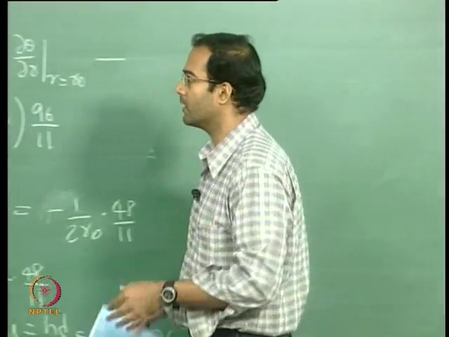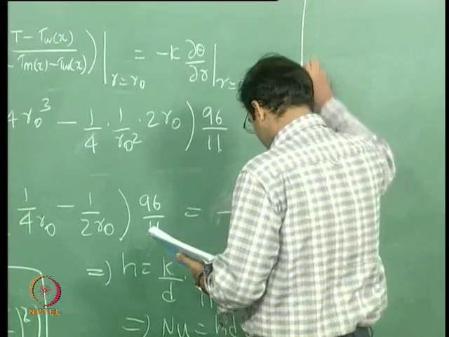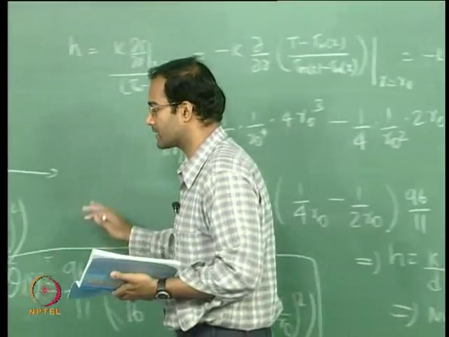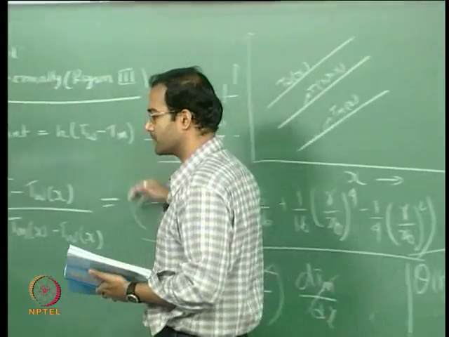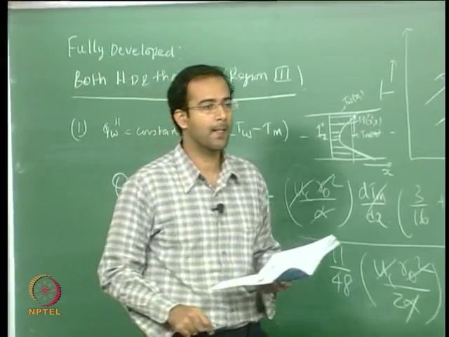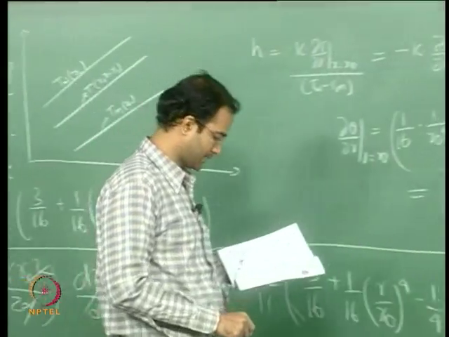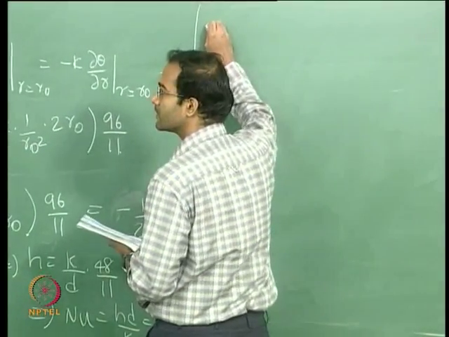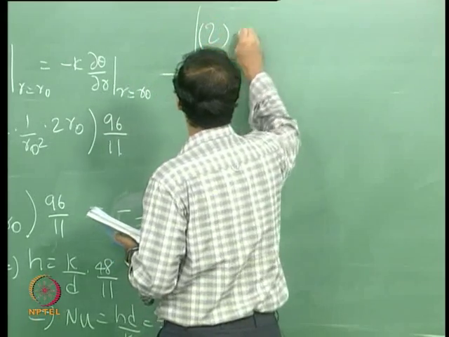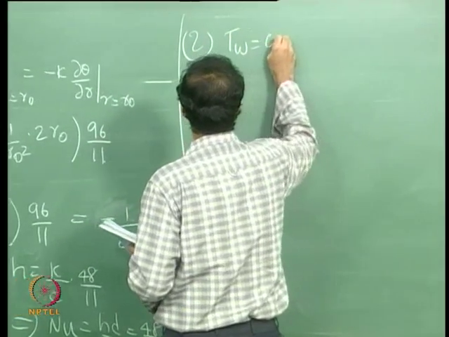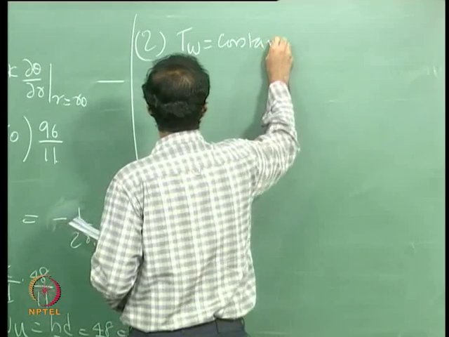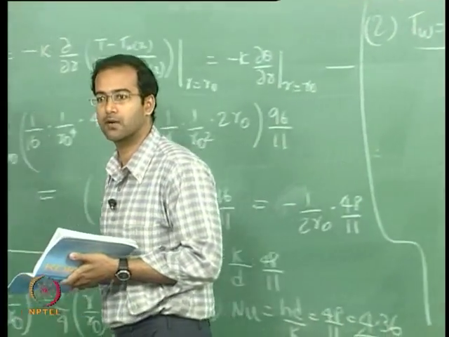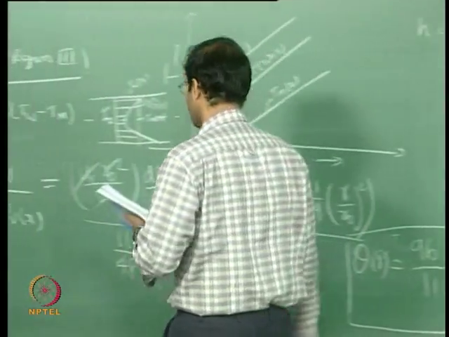Okay, and now this is a relatively straightforward case in terms of the simplification that we have done for the constant heat flux. Now let us look at the other boundary condition, which is constant wall temperature. So only these two boundary conditions are the primary boundary conditions that we will see. One is a Dirichlet boundary condition, the other is a Neumann boundary condition.